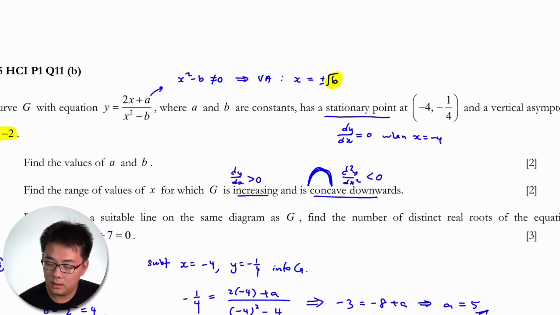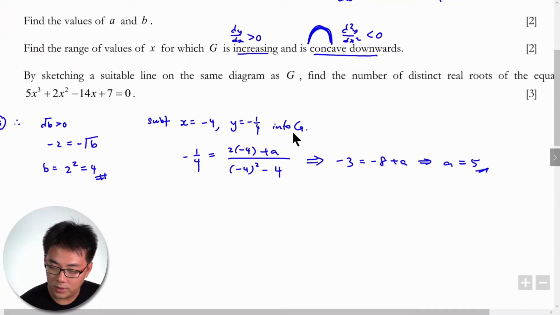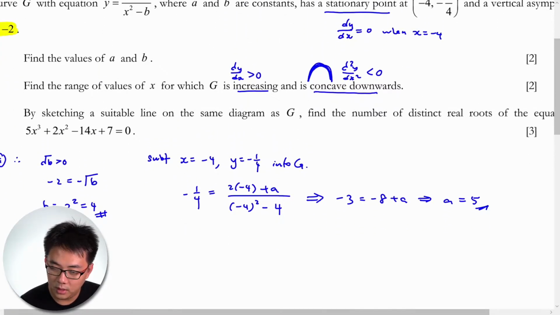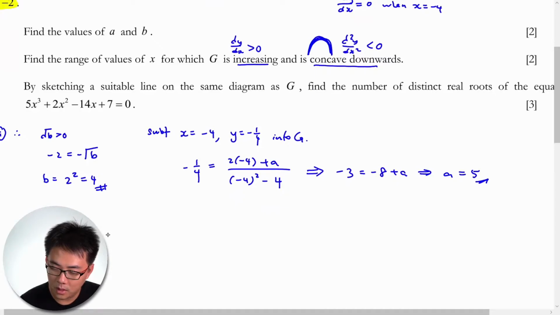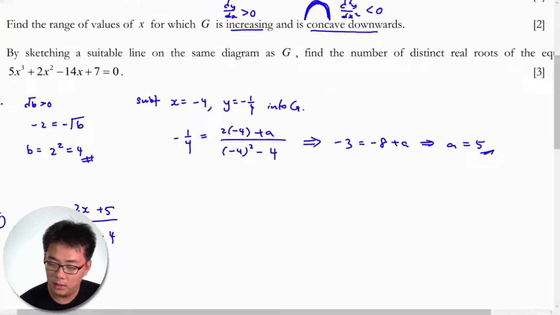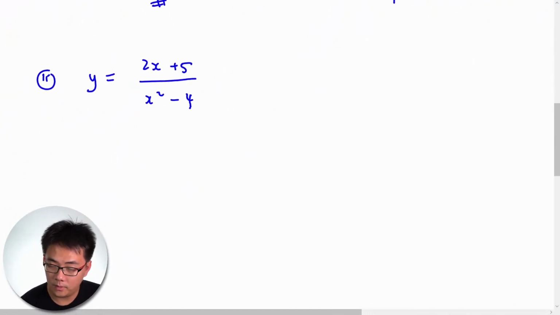So we try and see how we could do this part here. What I'm going to do is key into the calculator this equation. You have got the expression already: 2x plus 5 over x squared minus 4. I know that the horizontal asymptote is y equals 0, and the vertical asymptote is x equals 2 or -2.